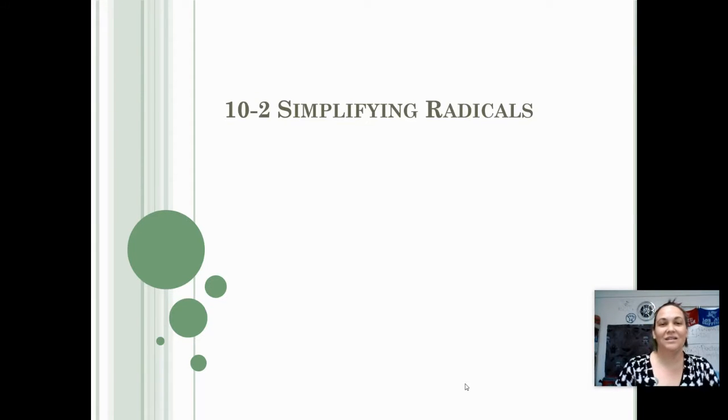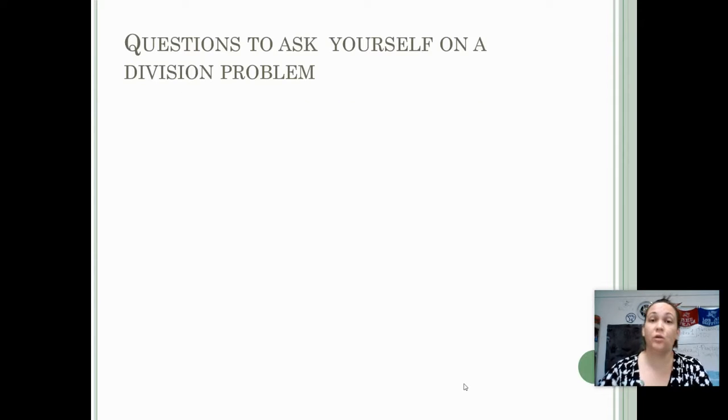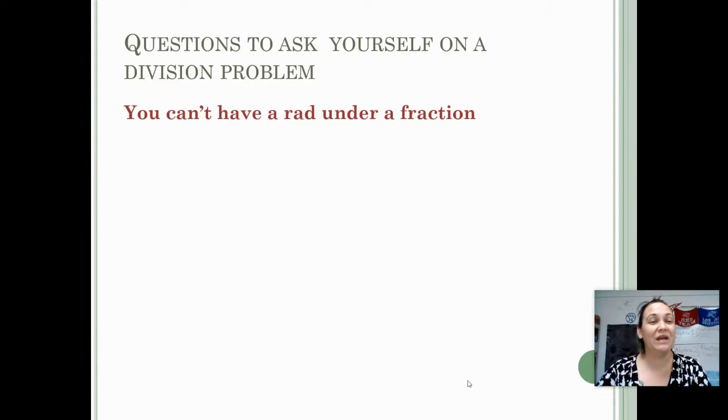Hi guys. Today we're going to continue with our fraction problems with radicals. Just to recap, these are the questions that you should ask yourself and the order that you should ask them in as you're trying to solve or simplify one of these problems. Just as a reminder, your ultimate goal in these problems is not just to simplify, but to make sure that you don't have a square root symbol on the bottom of your fraction.